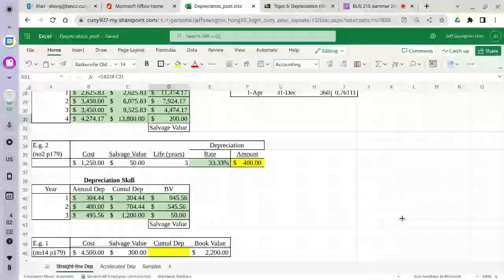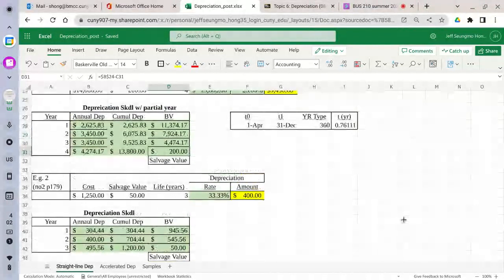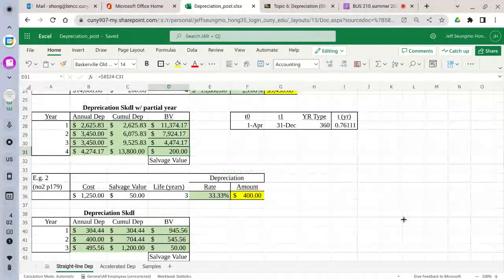Professor, okay. I have a question. Yeah. For the straight line depreciation, are you supposed to always get the salvage value toward the end? Yeah, of course. Not only for straight line, but also for accelerated depreciation as well, you should get the stated salvage value. Otherwise, it's not fully depreciated. Otherwise, it's very sloppy. The book is very sloppy about that.